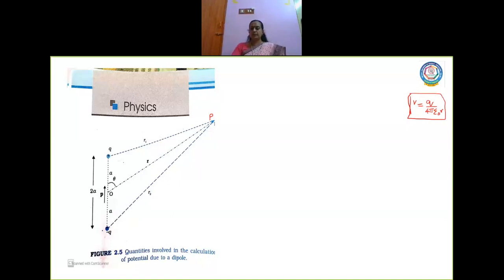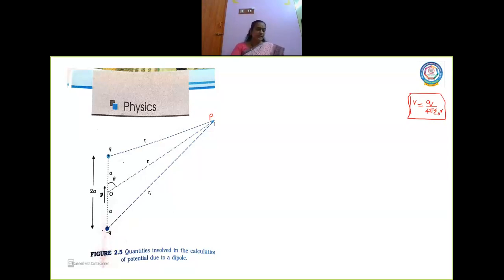So let us start with the potential due to plus Q. Plus Q is at a distance of R1 from P, children, and minus Q is at a distance of R2 from P. From O to plus Q it is a, and O to minus Q is also a, which is the semi-length of the dipole. Now we are moving on to the derivation.